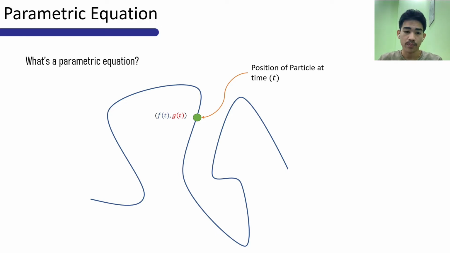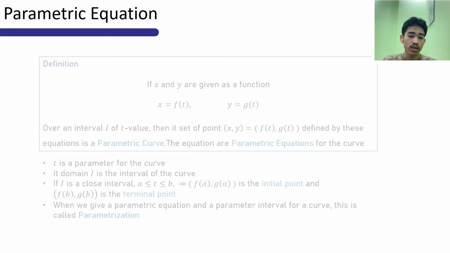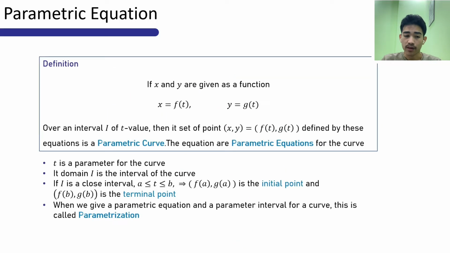at a certain point in a certain time. In definition, when we write x and y in a parametric equation, x would be a function and y would also be a function. x would be f of t and y would equal g of t over an interval E of that t value. So at that point, (x, y) would equal (f(t), g(t)). The curve defined by these equations is a parametric curve. The equations are parametric equations for the curve.